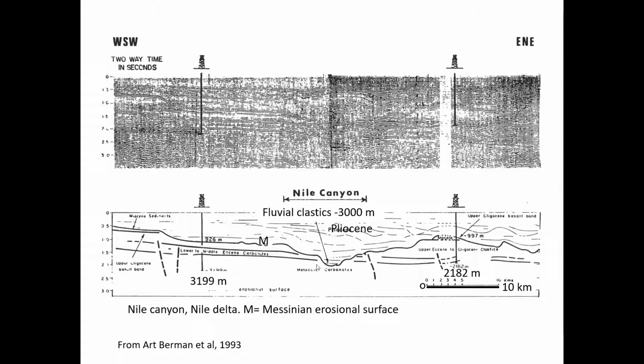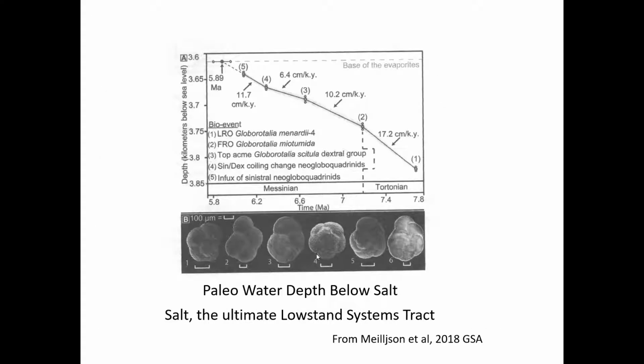That's one of the evidences. Now, another problem is that, of course, everyone's interested in proving one theory or the other. Here's a gentleman who worked on the depth of water in the underlying sediments. And he found that the depth of the water, by paleo water depth, planktonic foraminifera, or no, benthic foraminifera, ran from 3.8 kilometers up to 3.6 kilometers at the base of the salt.